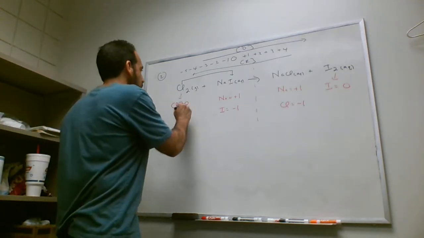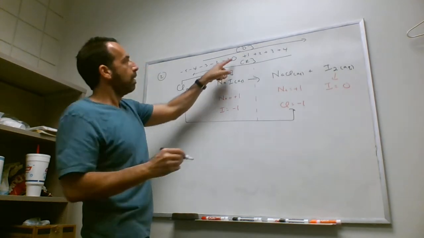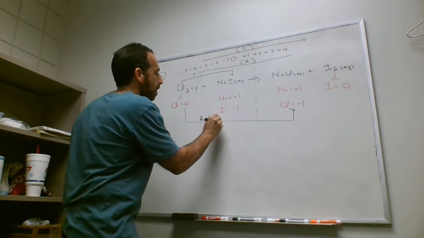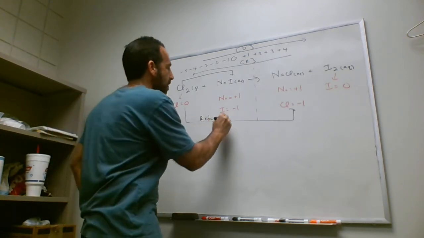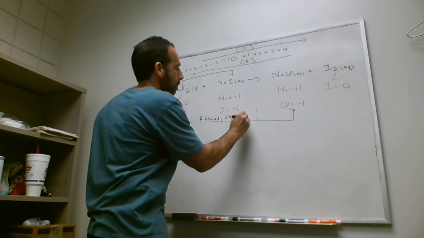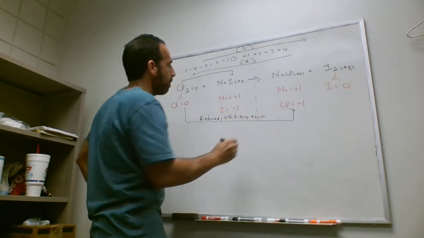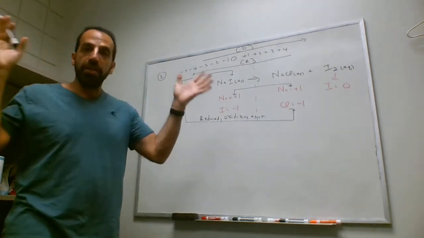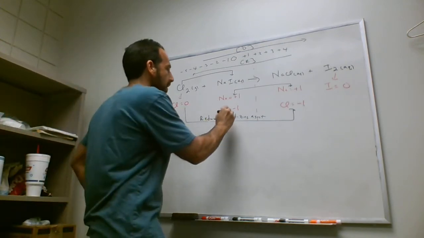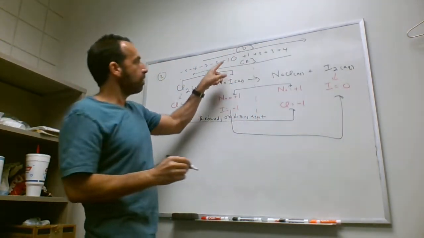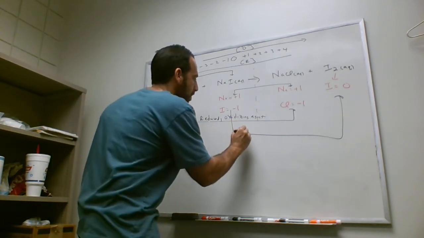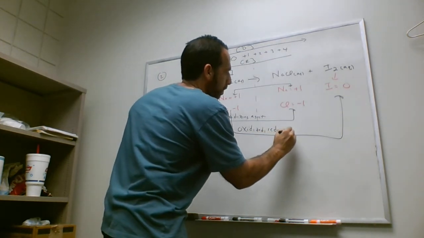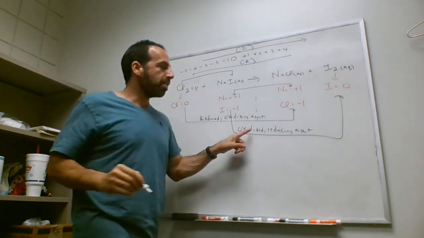So let's take a look at chlorine. Chlorine goes from 0 to negative 1, so that means that's reduced. When something's reduced, it's always the oxidizing agent. Sodium stays the same, positive 1 to positive 1, so nothing changes in that case. Iodine goes from negative 1 to 0, so that means it gets oxidized. So if it's oxidized, it's the reducing agent.